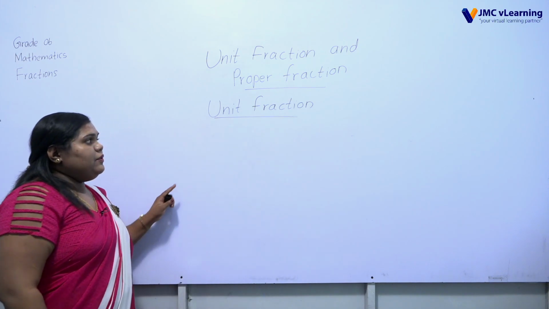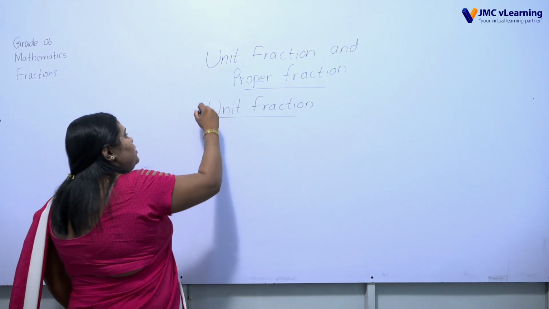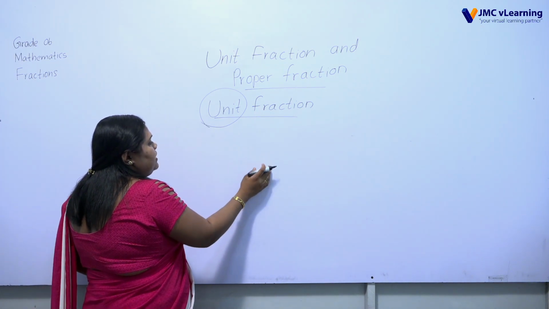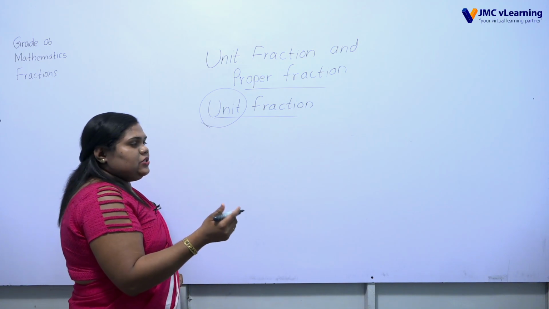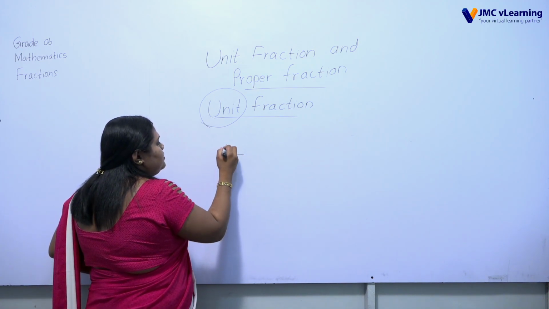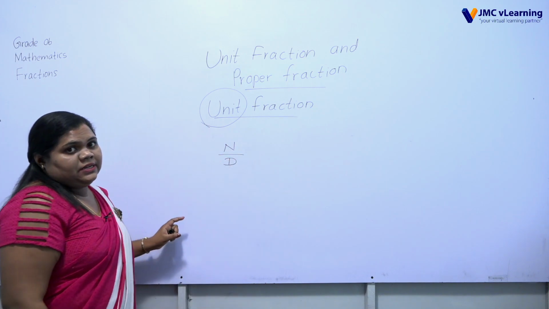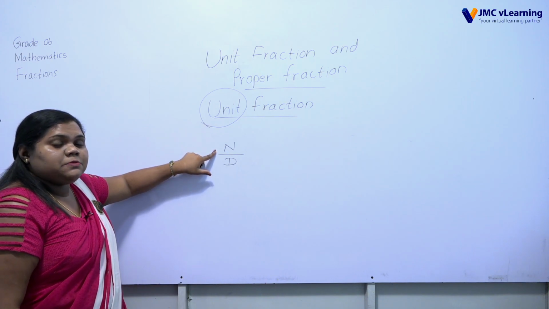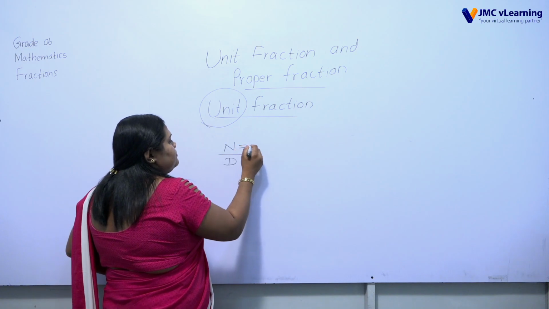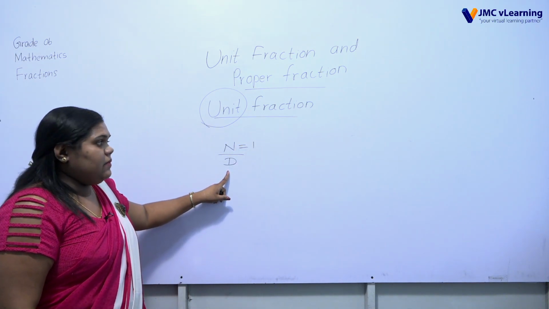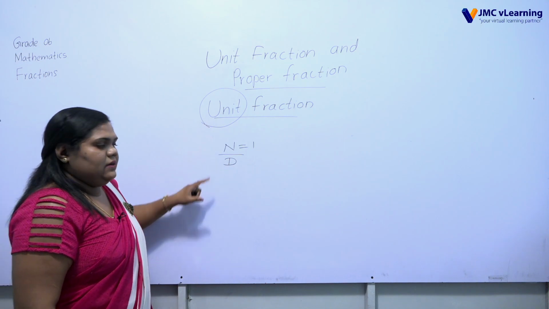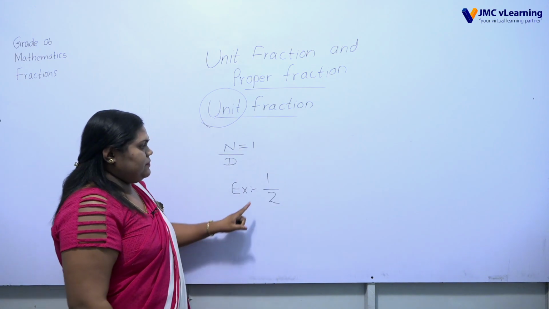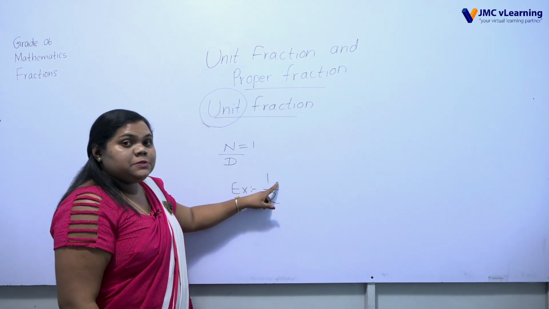Okay children, have you heard this word unit? What is the meaning of unit? Unit means one, no? So a unit fraction means, when we write a fraction, it has two parts, no? Denominator and numerator. When we talk about a unit fraction, this numerator must always be 1. This denominator can take any number, but the numerator must always be 1. For example, 1 out of 2. It means this numerator must always be 1.